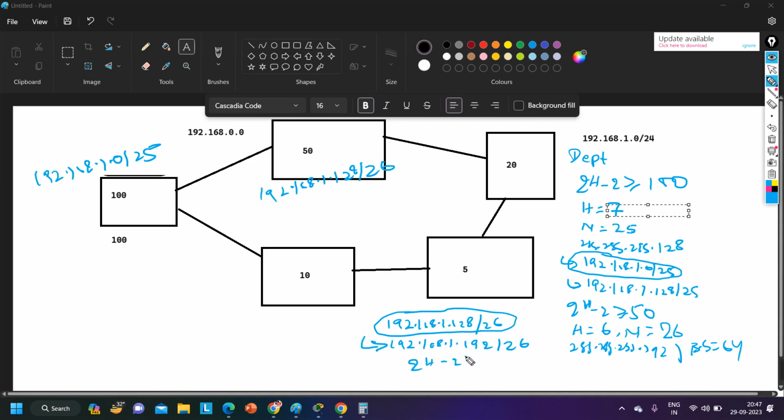2 to the power h minus 2 should be greater than or equal to 20. So what should be the value of h? 5. N should be 27. If n is 27, then the subnet mask is 224. And block size will be 32.